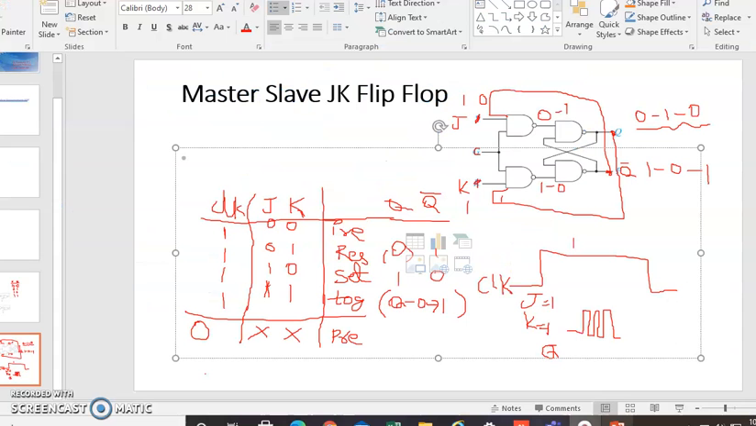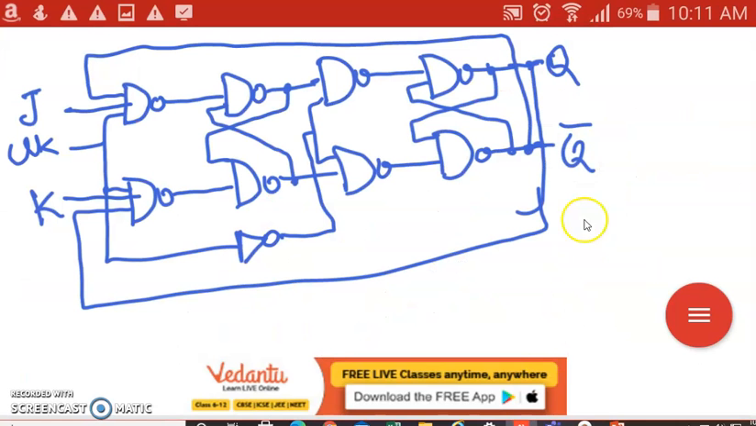So we have written here, this is only for JK, so that's why we provided this feedback there. But since we are doing it master slave, the feedback of the last stage should be given to the first stage. That's it.